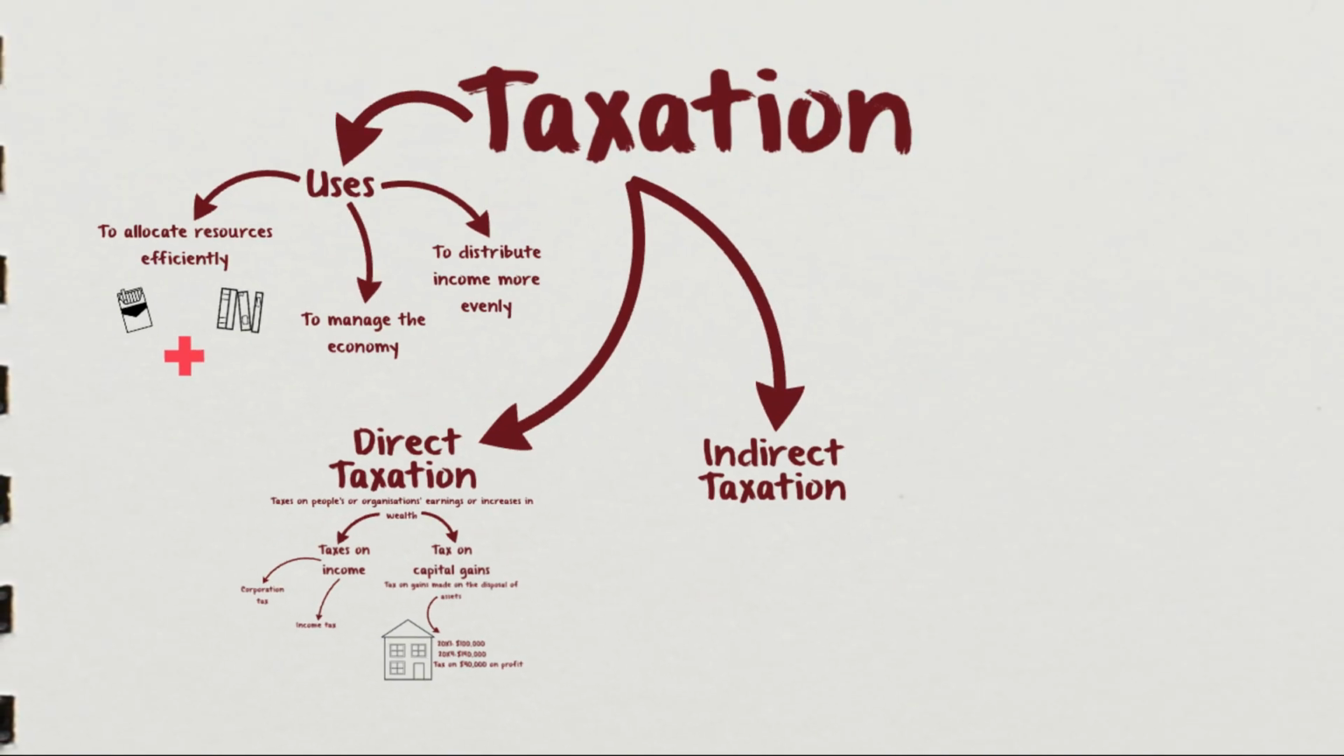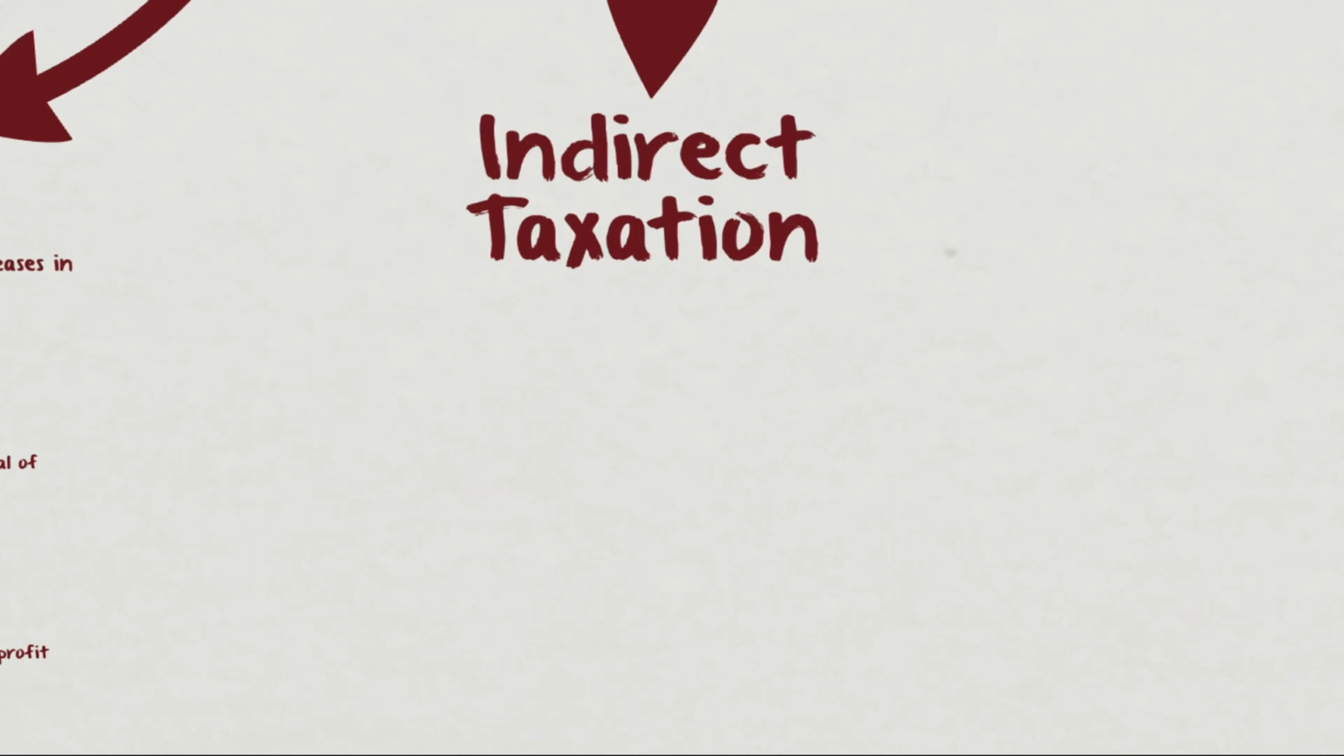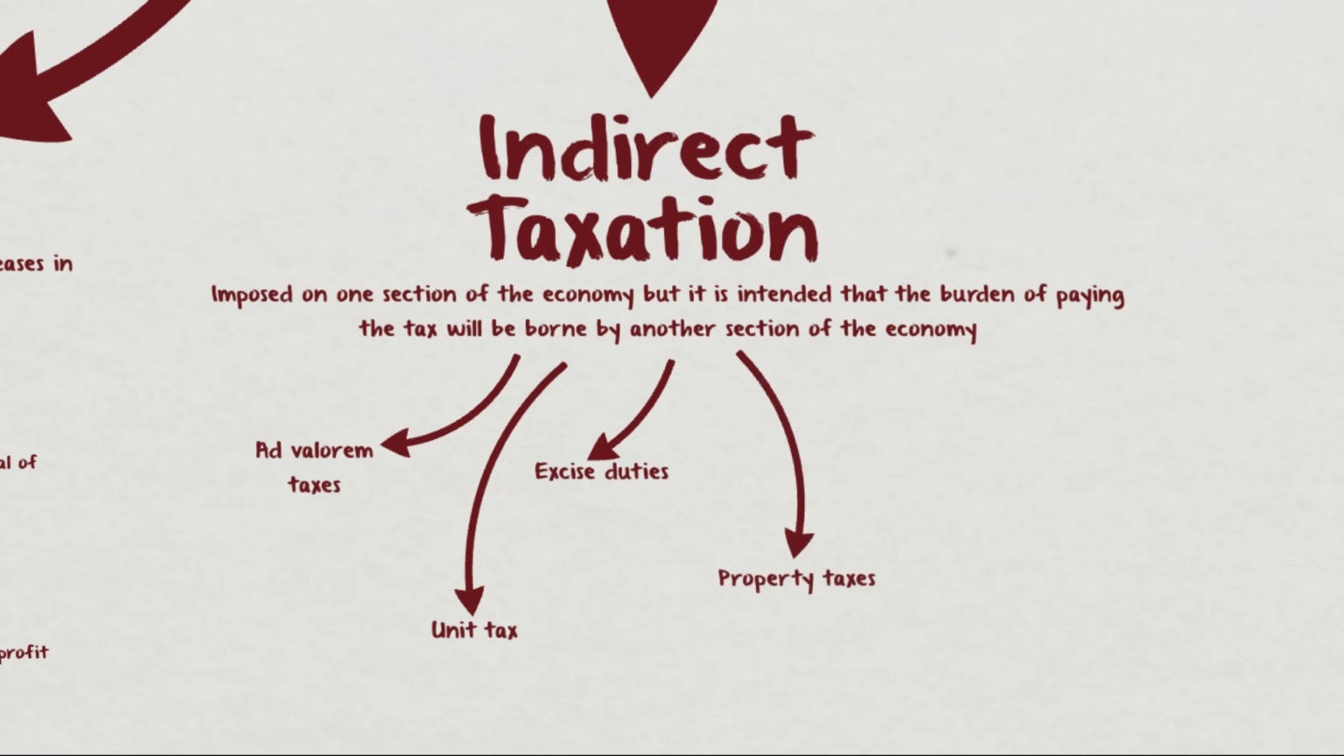So now we've looked at direct taxation, let's have a look at indirect taxation. So we know that direct taxes are taxes on people's or organisations' earnings or increases in wealth. But an indirect tax is imposed on one section of the economy. For example, it might be imposed on companies, but it's intended that the burden of paying the tax will be borne by another section of the economy. There are many different examples of indirect taxation. These include ad valorem taxes, unit taxes, excise duties, property taxes, consumption taxes, and wealth taxes.